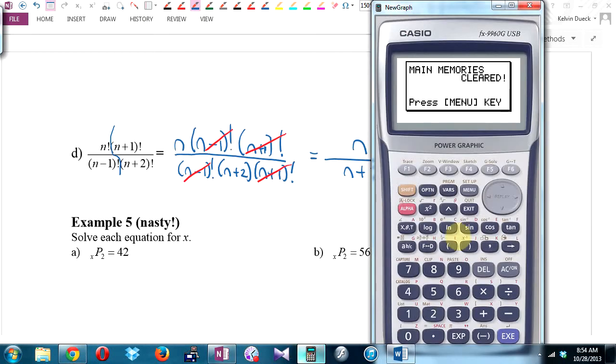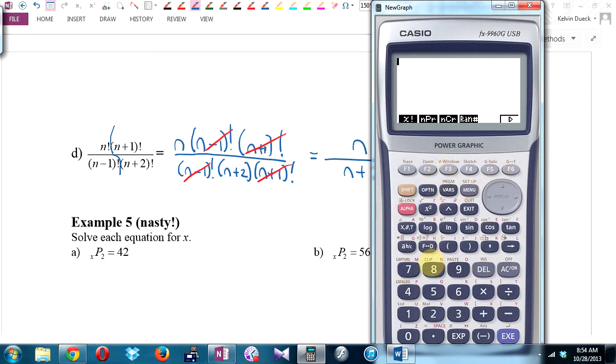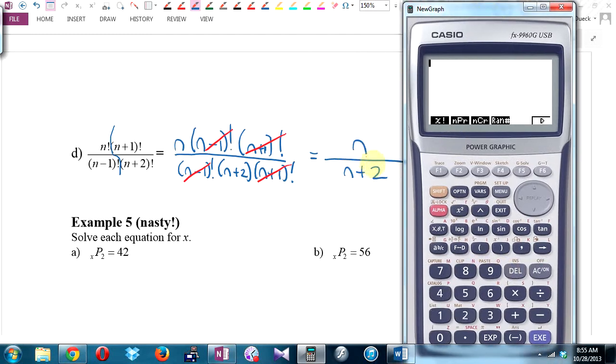In other words, if you tried typing option, arrow sideways, probability, bracket 80 factorial times 81 factorial, close bracket, divided by bracket 79 factorial times 82 factorial, I guarantee my calculator is going to crash. However, if I can simplify it algebraically to this second version right here, hey, 80 divided by 82, my calculator can handle, no problem.